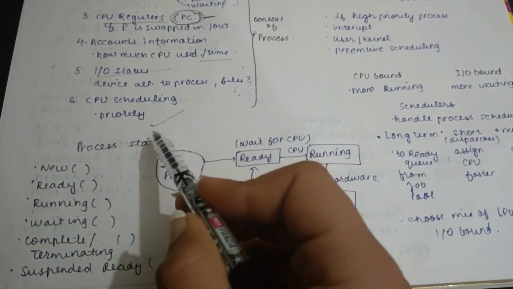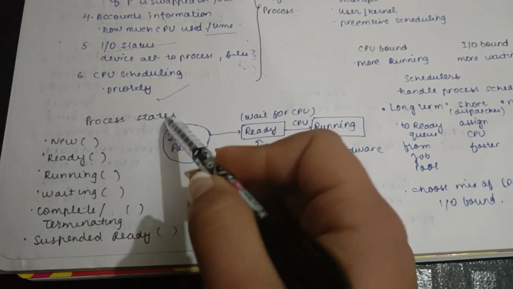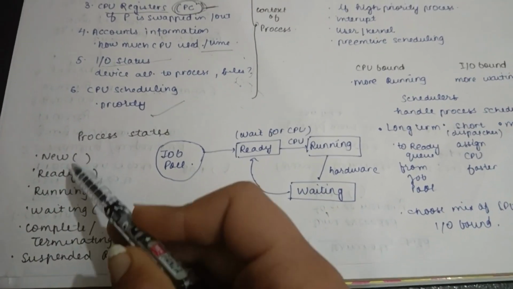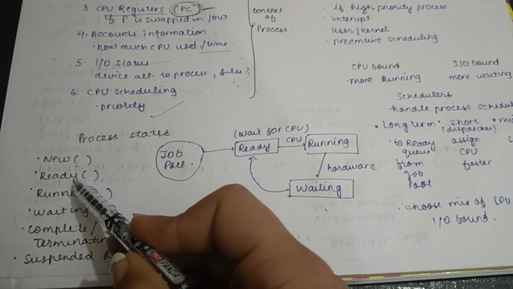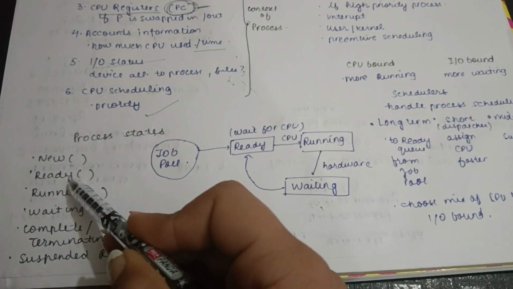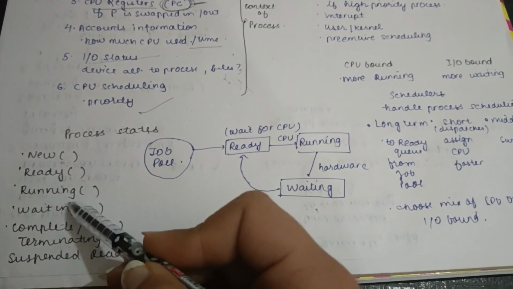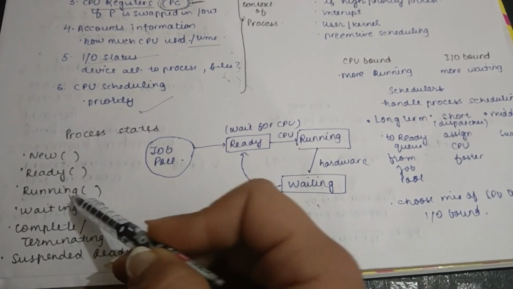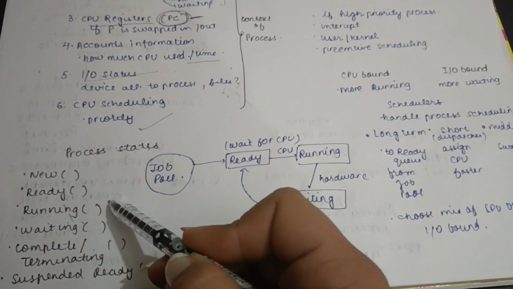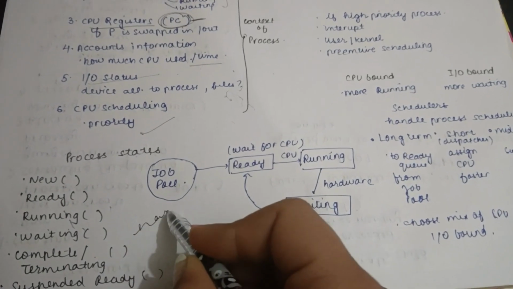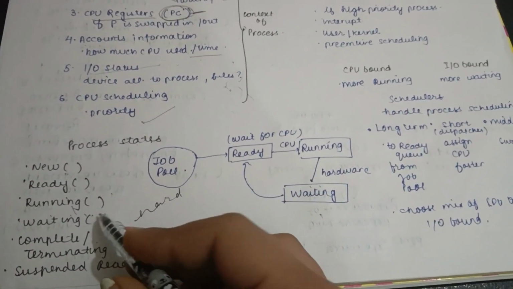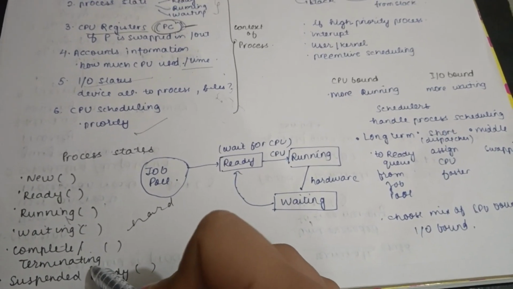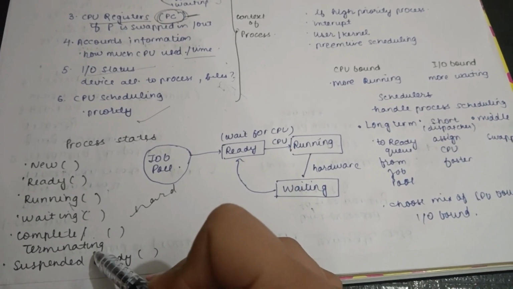So now we have the process states, which is important. We have the new state. All the newly created processes lie in this state. Ready state: all the processes which are ready, waiting for the CPU, are in the ready state. Running state: when they get the CPU, they start executing. Waiting state: if any process needs the hardware, it goes into the waiting state. And then we have the complete or terminating state, where once the process is successfully completed, it goes into the completion state.